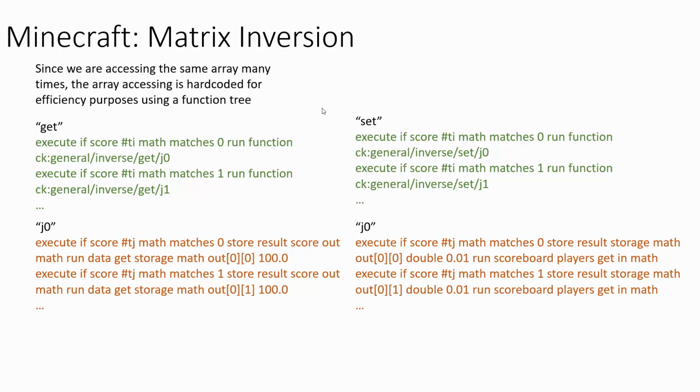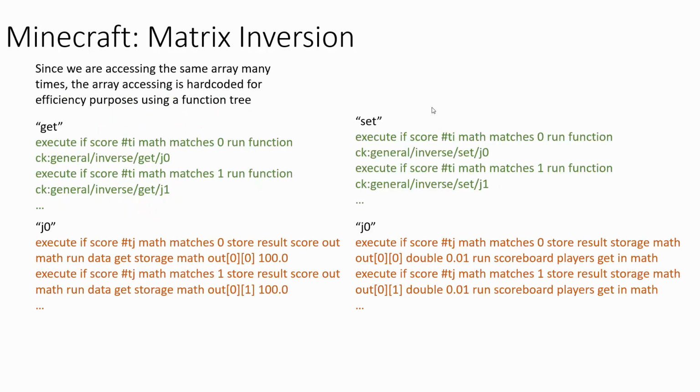So we have get and set. So get basically says check if you're trying to get something from a specific row. So let's say if ti is 1, then we're getting something from row 1. So then run this function. And then this function says if j is 0, then grab 0, 0. If j is 1, grab 0, 1, and etc. So it goes on to however many you want to hard code. So it's kind of like a branch that branches out based on however many rows you want to support. Set is the same thing, except you're just doing a different end result command.